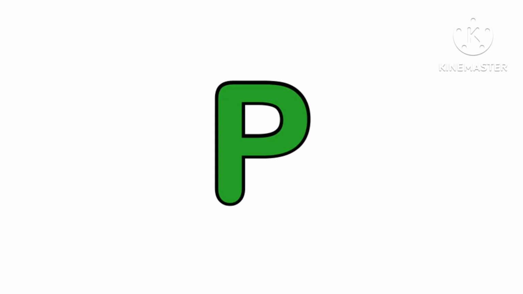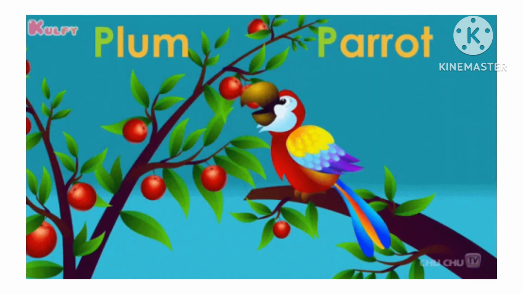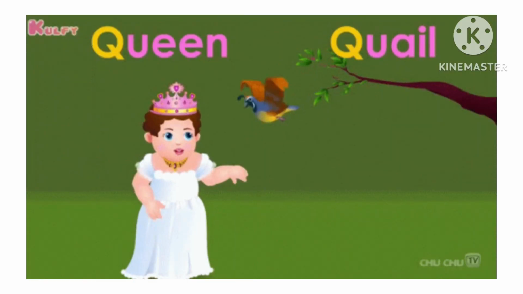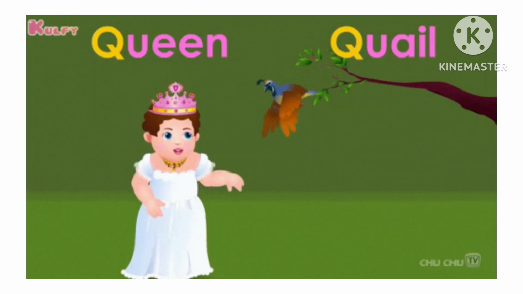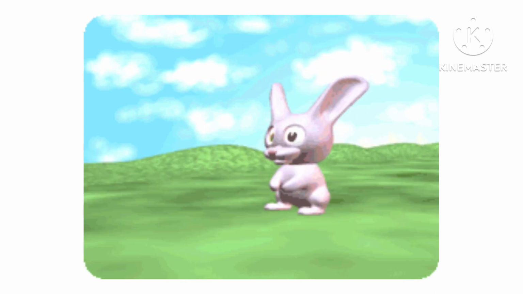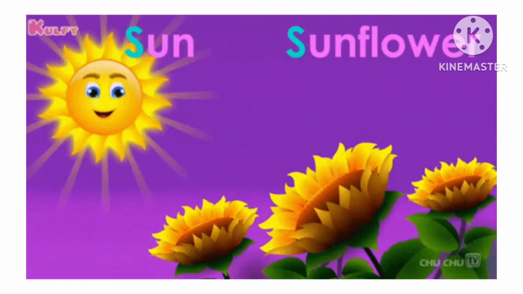P for plum, P for parrot. Q for queen, Q for quail. R for rabbit. S for sun, S for sunflower.